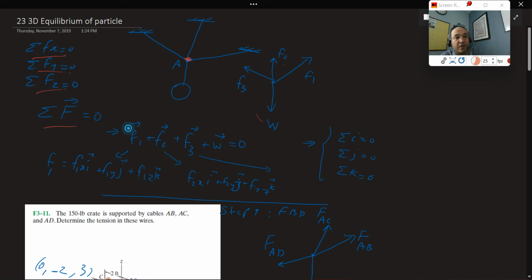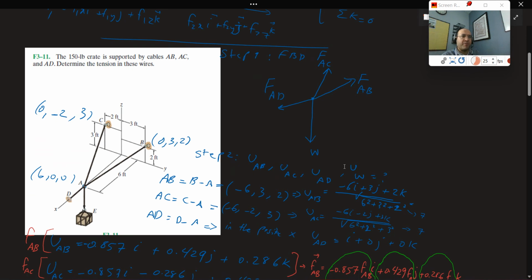Just remember, look at the arrow on the top. This is important. We are not simply adding the forces. We are adding them with their directions. So F1 should be in terms of F1x i, F1y j, and F1z k. Same thing with F2, and similarly for F3. Now we can simply say the sum of i, the sum of j, and the sum of k equal to 0. We have three equations, so we can have three unknowns in 3D equilibrium of a particle. Let's look at one example and see how we can solve it.